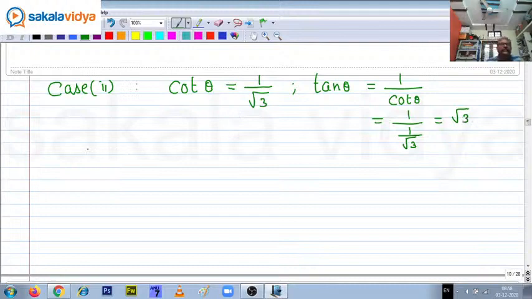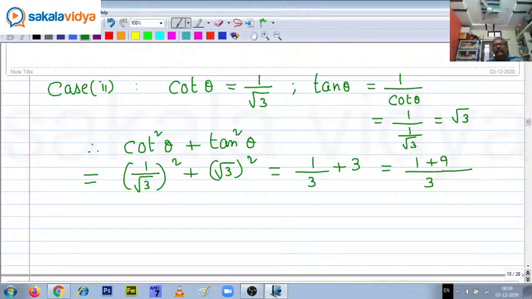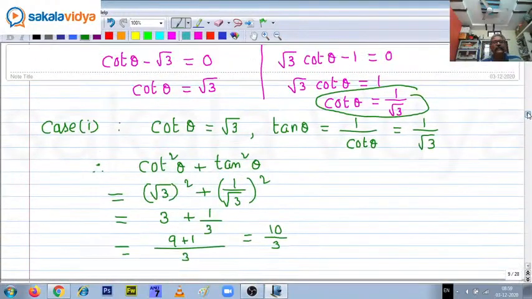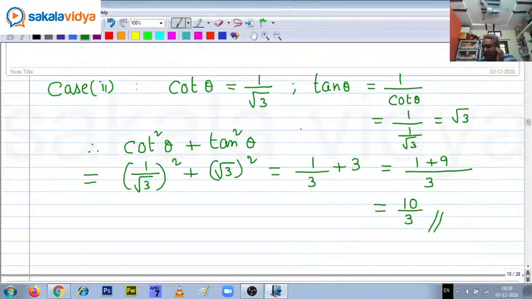So now we need to find both the cases also same. Cot square theta plus tan square theta. Let us substitute respective values. Cot theta is 1 upon root 3 square plus this will be root 3 square. So we get 1 upon 3 plus 3. Here LCM is 3. 1 plus 3, 3 is 9. So 10 upon 3. In both the cases, answer is 10 upon 3. That's completed. So case 1, 10 upon 3. Case 2 also 10 upon 3. Right.